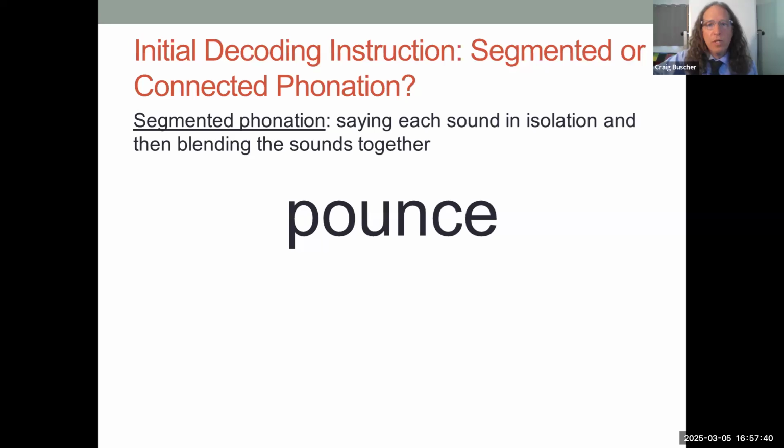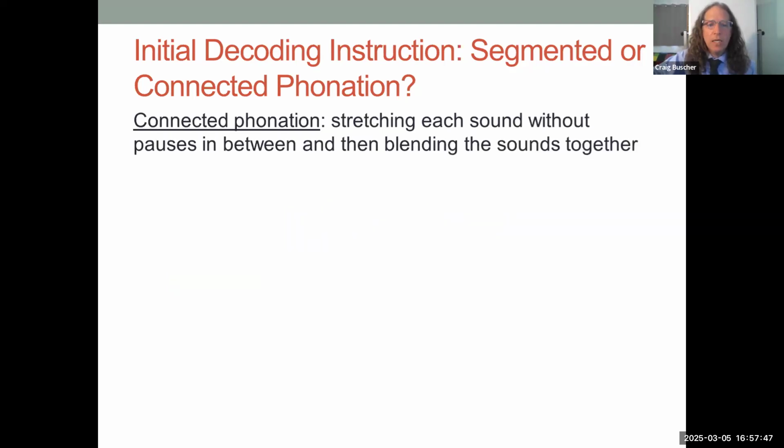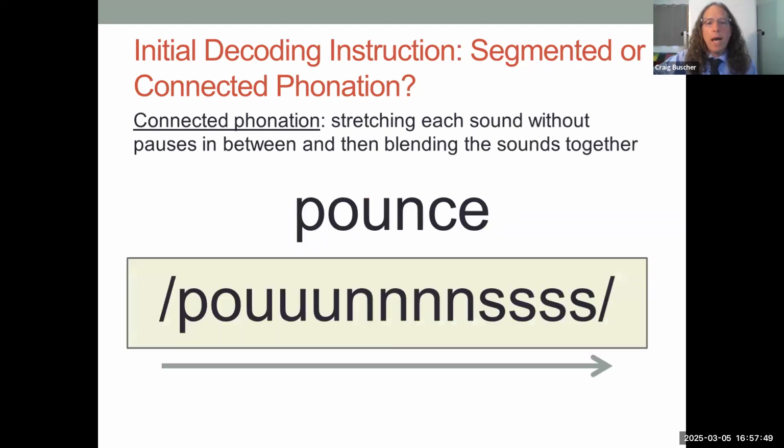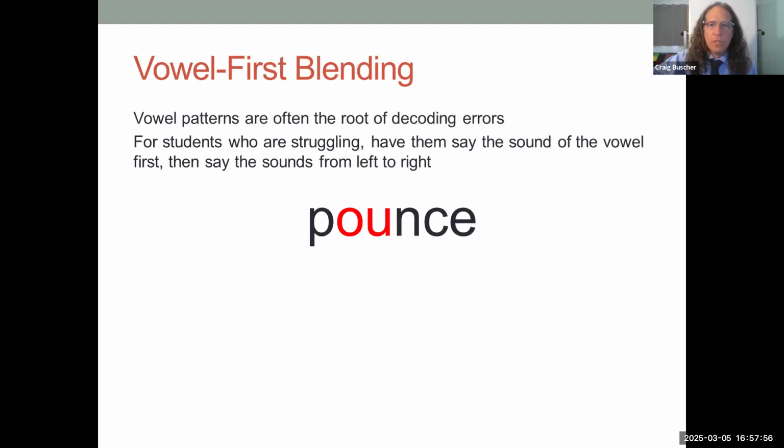Here's that same thing looking at a more advanced word. For pounce, if we do it segmented, it would be p, ow, n, s. If we do it connected, it would be pound, pound. And then you can do the same thing, point to the vowel first. OU says ow. So this word is pound, pound. The other way to frame that is continuous or stretched blending, and that should help them be more successful.